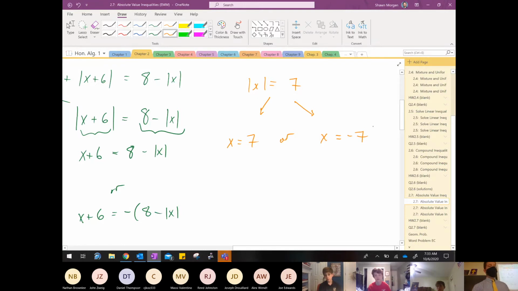That's all we're doing. We dropped the bars over here on the left. We rewrote it once as is. And then we dropped the bars over on the left. We rewrote it a second time, and we changed the sign of the right-hand side. Okay?